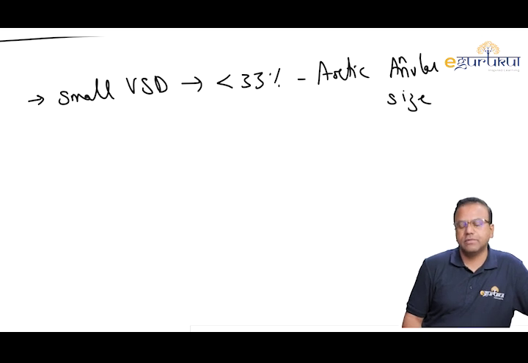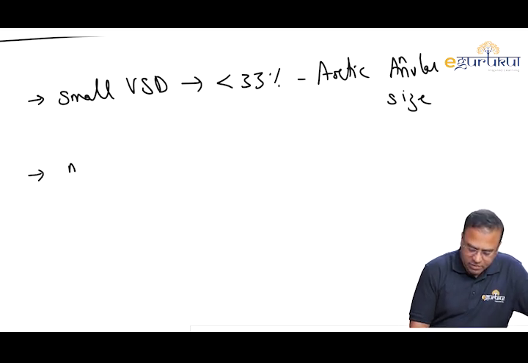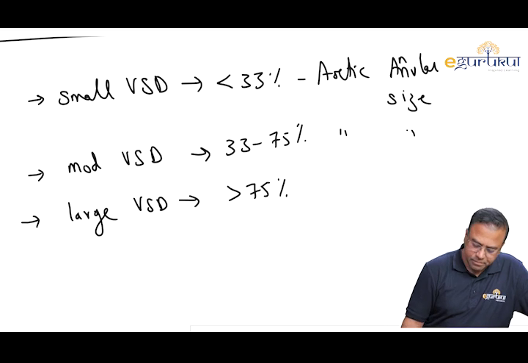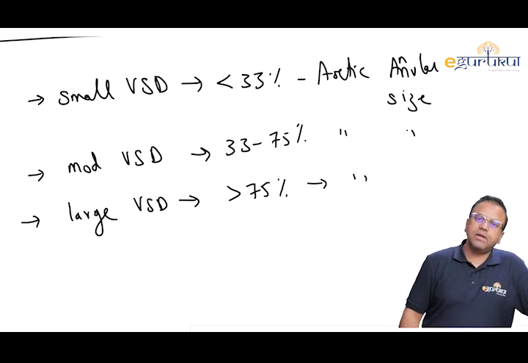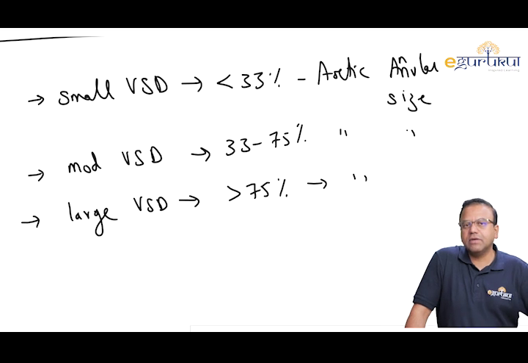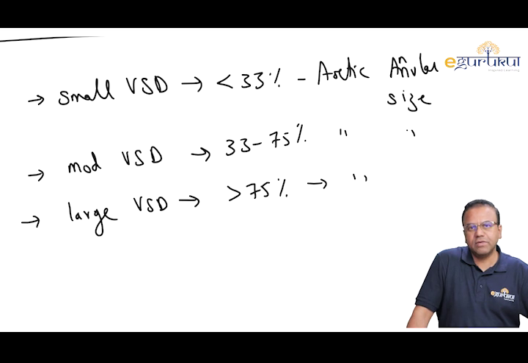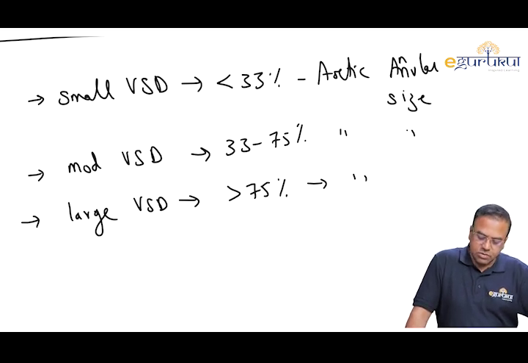It's called a moderate VSD if the size is between 33 to 75% of the aortic annular size. And it's called a large VSD if it's greater than 75% of the aortic annular size. So we compare the aortic orifice, the aortic annular size, and then look at the VSD, and based on that we are able to say whether it is a small VSD, moderate VSD, or large VSD. So this is another way to classify the VSDs.